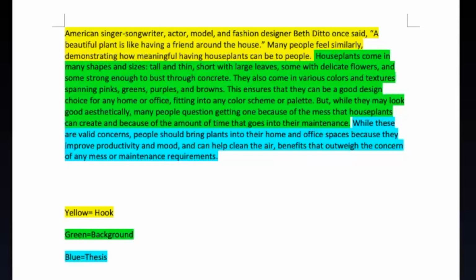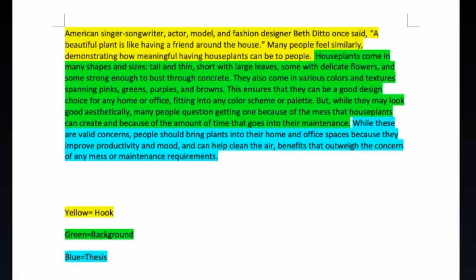This is setting up room for my thesis, which is going to say, while these are valid concerns, people should bring plants into their home and office spaces because they improve productivity and mood and can help clean the air, benefits that outweigh the concern of any mess or maintenance requirements. So that hits at exactly what this paper is trying to say.